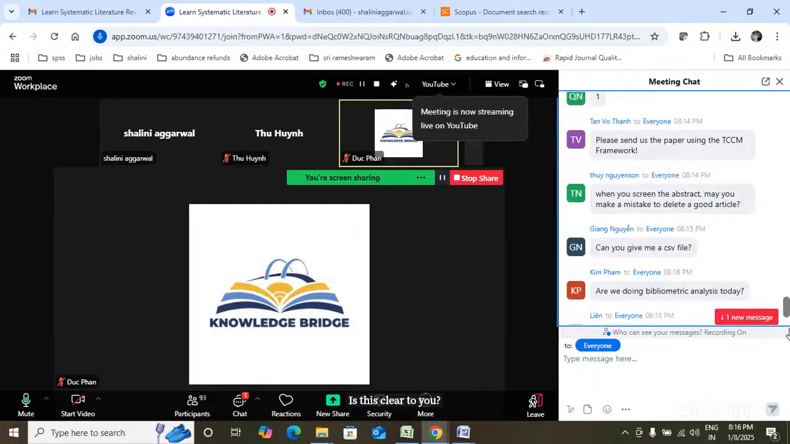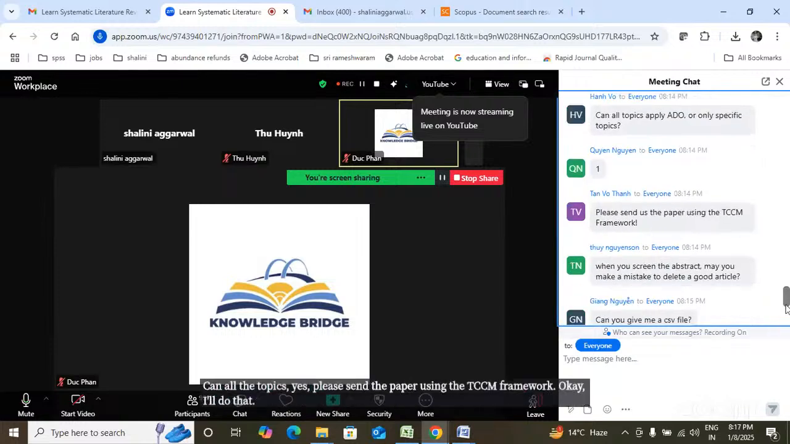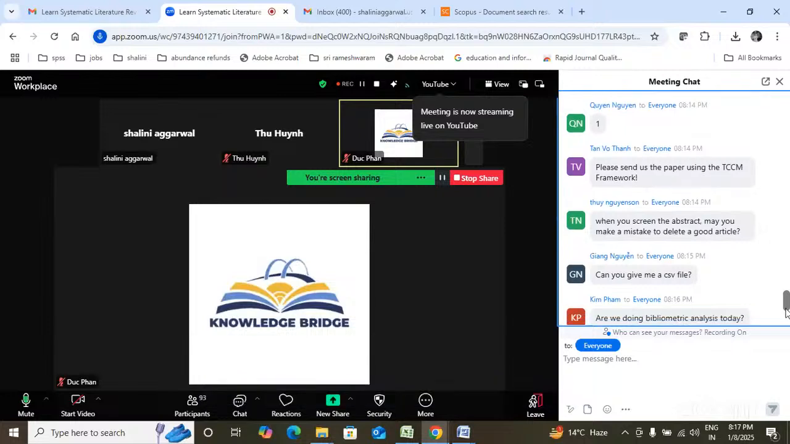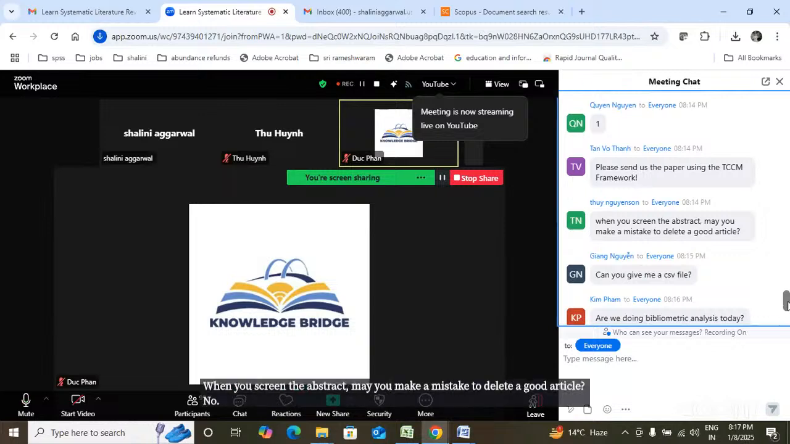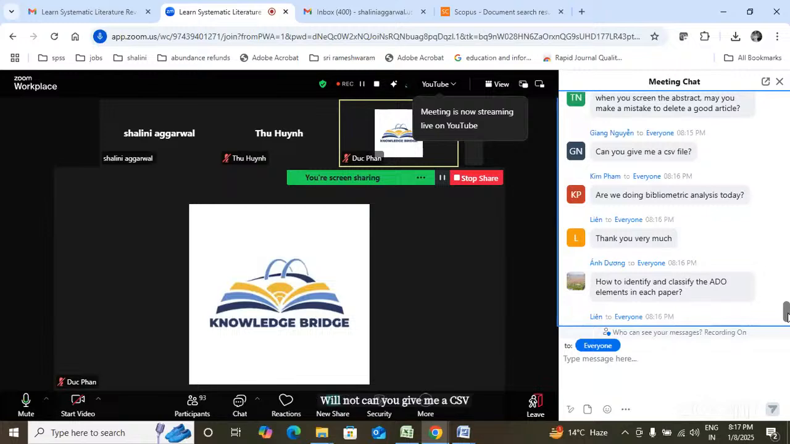Please send the paper using the TCCM framework. Yes, please send the paper using the TCCM framework. Okay, I'll do that. When you screen the abstract, may you make a mistake to delete a good article? No, will not. Can you give me a CSV file? Yes, I'll definitely provide you.